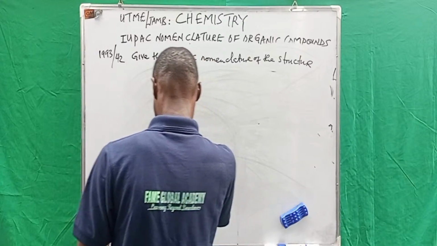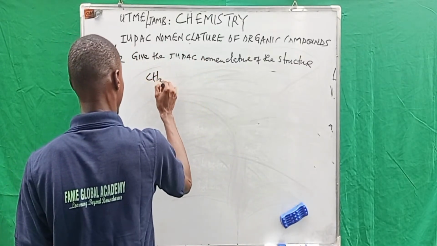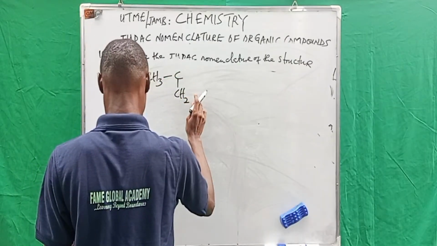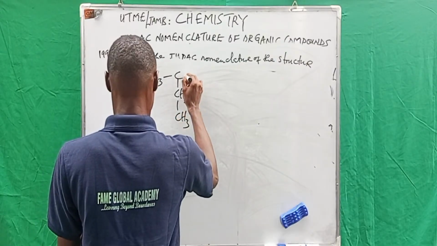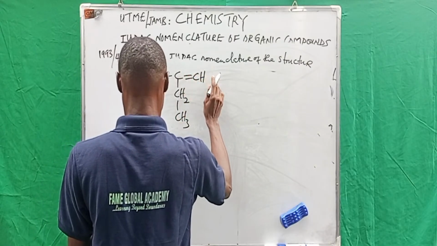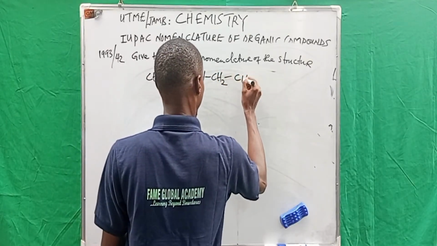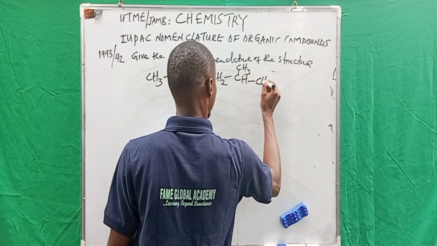We have a structure on the board again. We have CH3, CH2, CH3, double bond CH, CH2, CH3, CH3.